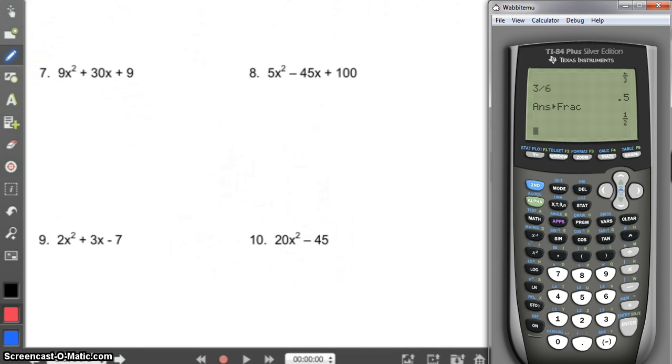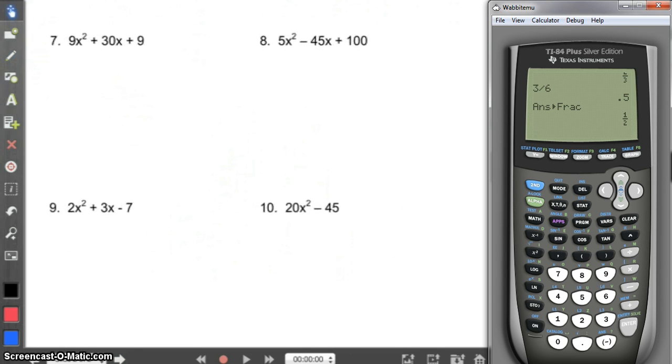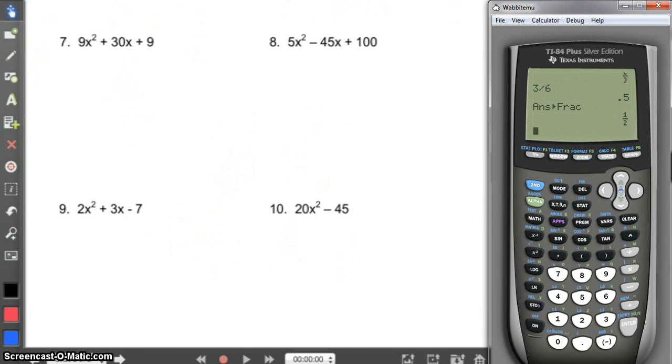Now on those guys, you should pay attention that there are common factors. So before you do anything, you have to factor the GCF out. I'm going to help you on 7 and 8 how to factor the GCF out, but you're supposed to do them and come to class prepared on Monday. So finish this worksheet for Monday.